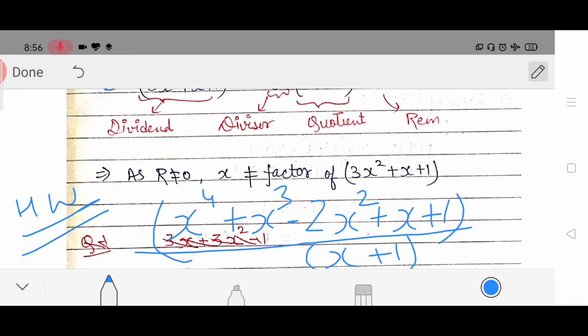That's it. You just have to do this one question, and you have to practice as many division questions as you can on your own. Regarding the remainder theorem, we will do it in our next class, because for today's class this is more than enough. Remainder theorem we will be doing tomorrow, so you just go through the video and practice this question.